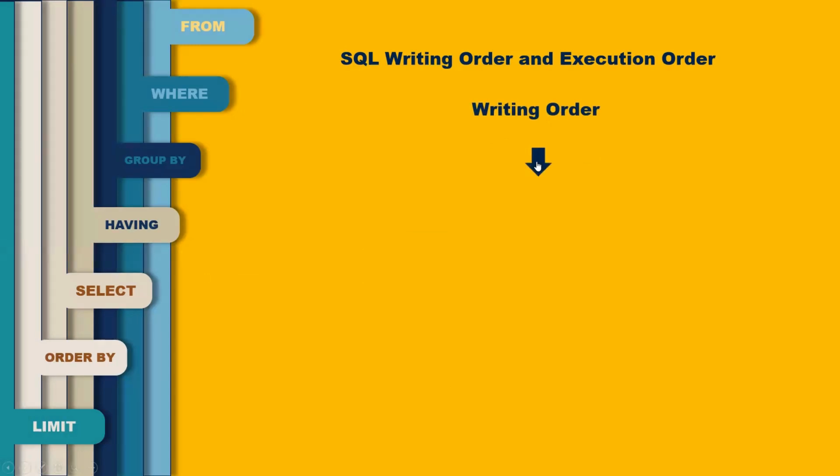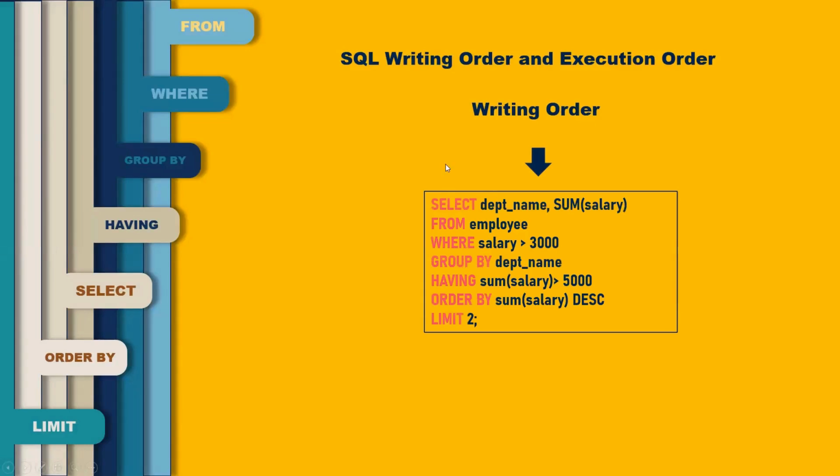First we'll see the writing order. So this is how we should write the SQL query. So it will select the columns which we mention. And from which table we'll be selecting the data, we have to mention here. So here we are selecting the employee table, we mention employee. The where condition applies the condition. So based on the condition, it filters the data. So here the condition we have given is salary greater than 3000, then filter the records.